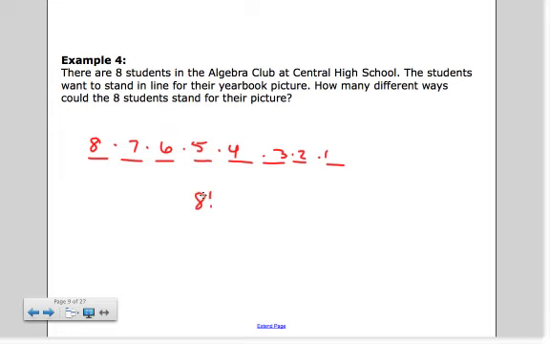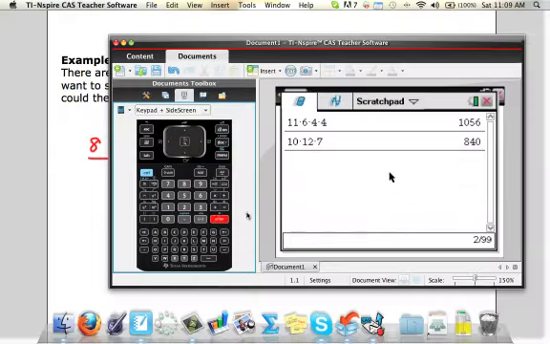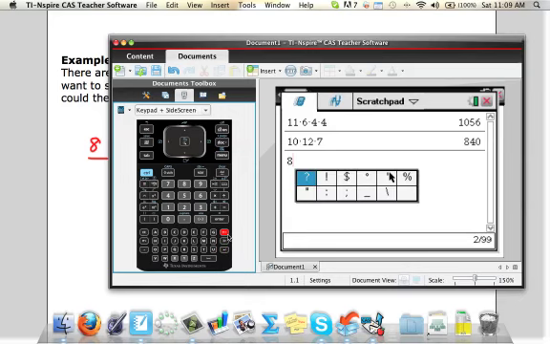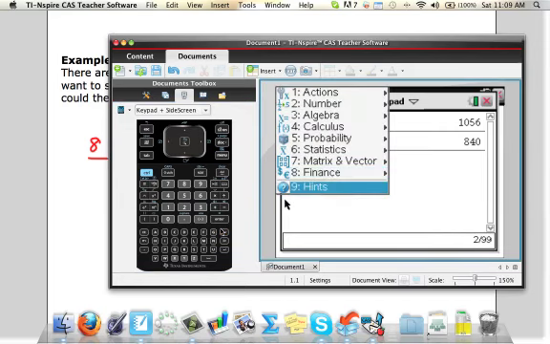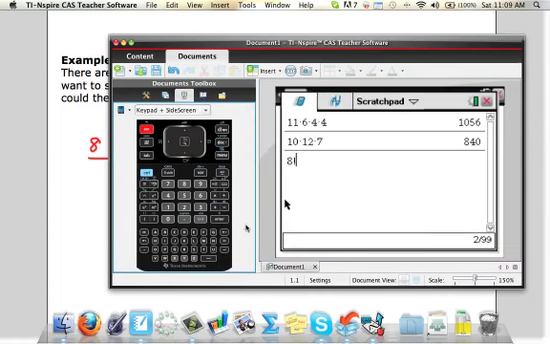Okay? So instead of actually writing 8 times 7 times 6 times 5 times 4 times 3 times 2 times 1 in my calculator, I'm going to use the factorial button. That would be 8, and come over here. Let's see, where did it go? I think on yours it's got a question mark and an exclamation point. We're going to use this exclamation point. There we go. And then we press enter and it gives us 8 factorial.